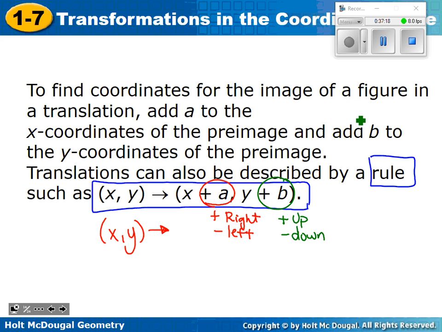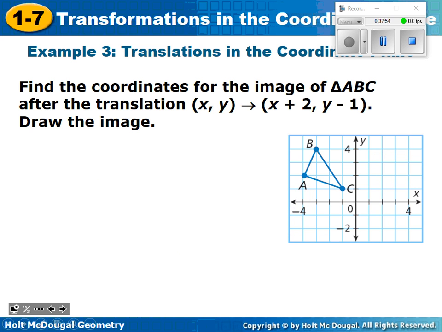So for example, if I had a point at 1, 2, I could plug those coordinates into a rule. 1 would go in for X, 2 would go in for the Y. And whatever the A and the B are, whatever numbers those are, I would just simply add those to my X and add those to my Y to get my new point. Okay, we're going to look at an example and see if it makes more sense when I show you an example. But this is a translation because to shift right or left, we're going to add or subtract. To go up or down, we're going to add or subtract. So look at this example.